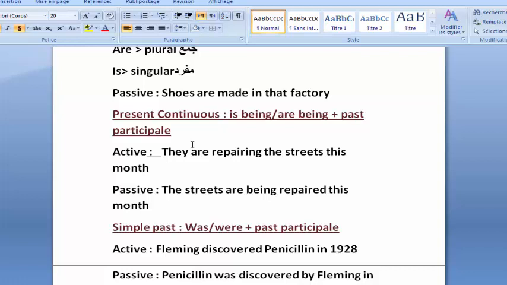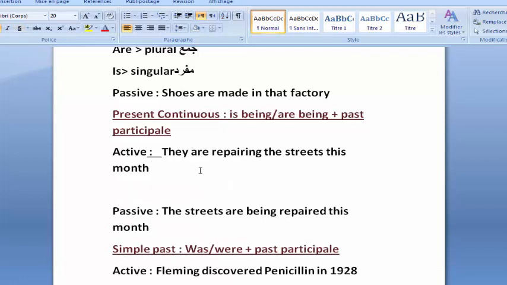هنا الأكتيف they are repairing the streets this month. So the streets، هنا the streets ماشي the street، be careful. the streets معناتها شوارع يعني جمع. هنا streets كي يقولوا street معناتها شارع. هنا وش يجي في بالك are being، جمع streets. So the streets are being repaired. أصل الفعل هو repair ثم الباست participle تاع الفعل repair هو repaired.